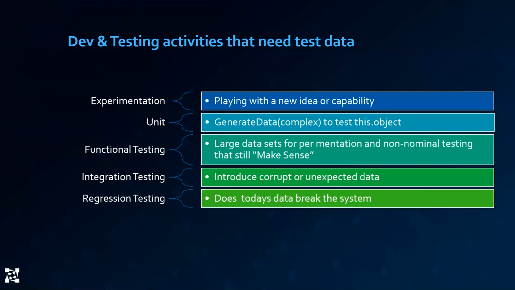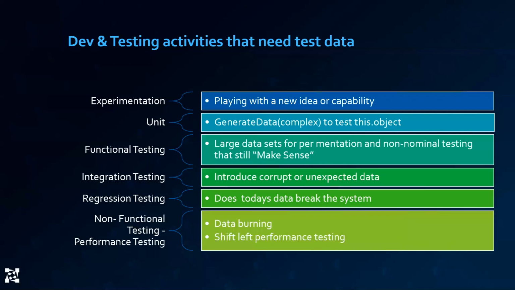The list keeps going. When we think about regression testing, not only do we have to have all of the data, both positive and negative, expected and unexpected, but we also have to have today's data and yesterday's data and the day before that, so that we can validate that the way that people are using the applications continues to work as we add new functionality into that.